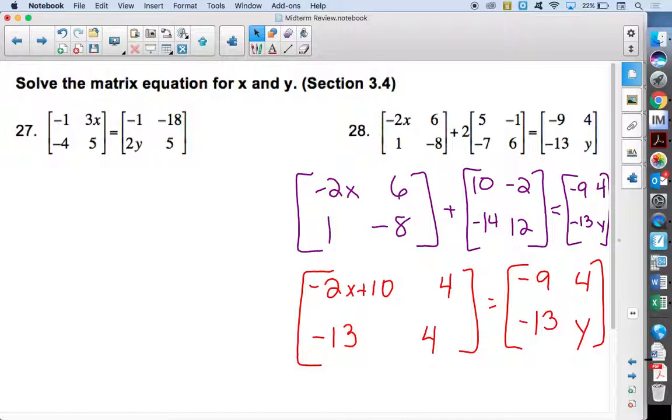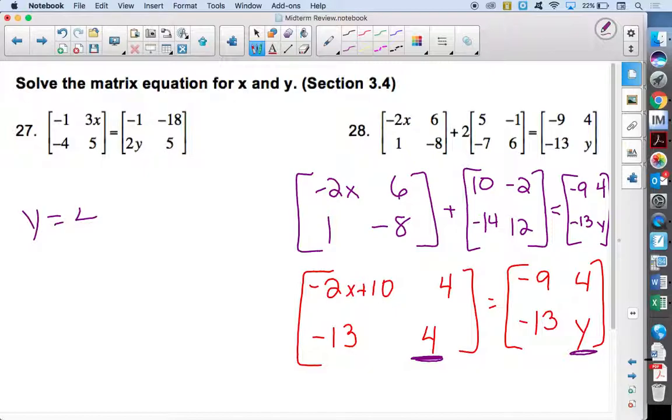So, Sam, how could we find the x and the y? Well, y would just equal negative 13, wouldn't it? Or no, y would just equal 4. Right, so the 4 and the y are in the same position, so those elements are the same. And then x would equal... because it would be negative 2x plus 10 equals negative 9. Then you subtract 10 from both sides, and then it would be negative 2x equals negative 19. And then x equals 19/2. Good.